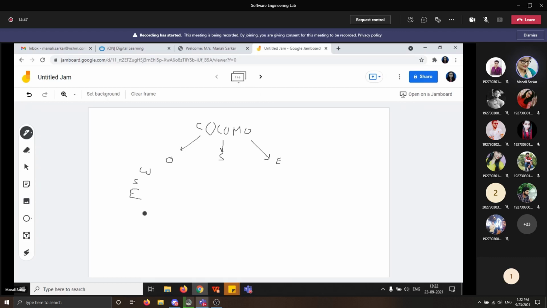So that's why it is called the organic COCOMO model. Next is semi-detached. In semi-detached, it is a mixture of experienced and inexperienced staff. Organic means we have experienced staff members, whereas in semi-detached we have both experienced and inexperienced staff members.